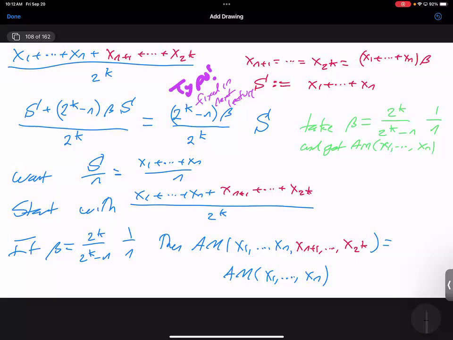This is basically telling me I was not quite clever enough. I shouldn't be choosing the x's to be the sum. I should be choosing the x's to be the arithmetic mean. That would have been a better choice. But because I had a free parameter, I can recover from making a suboptimal choice.